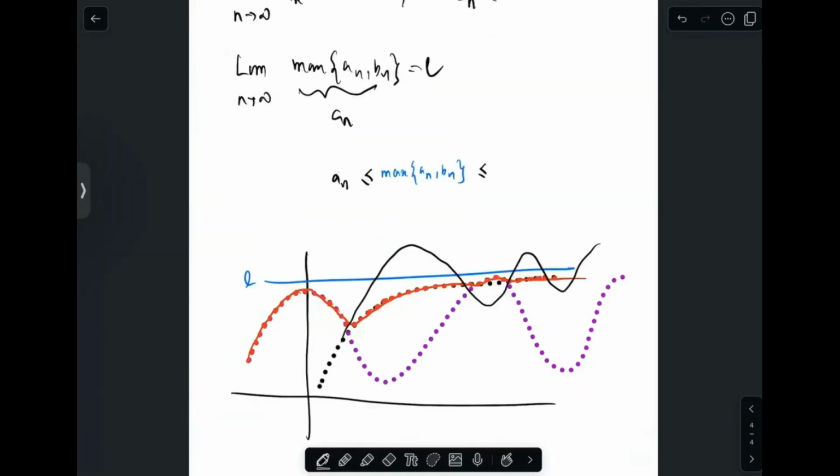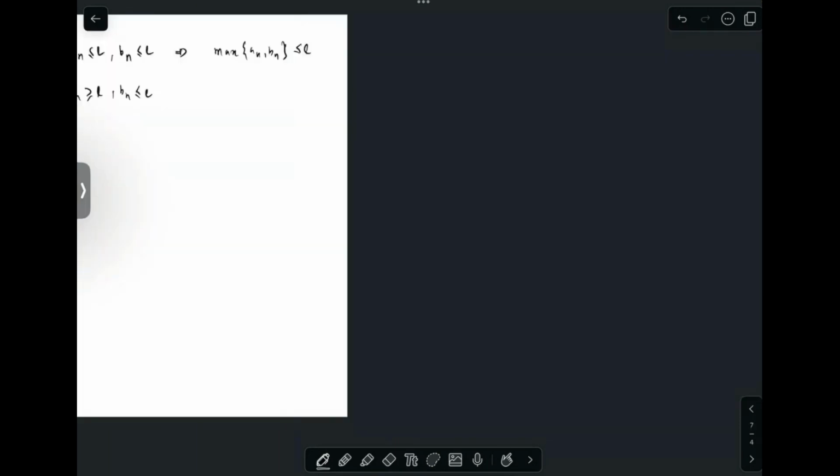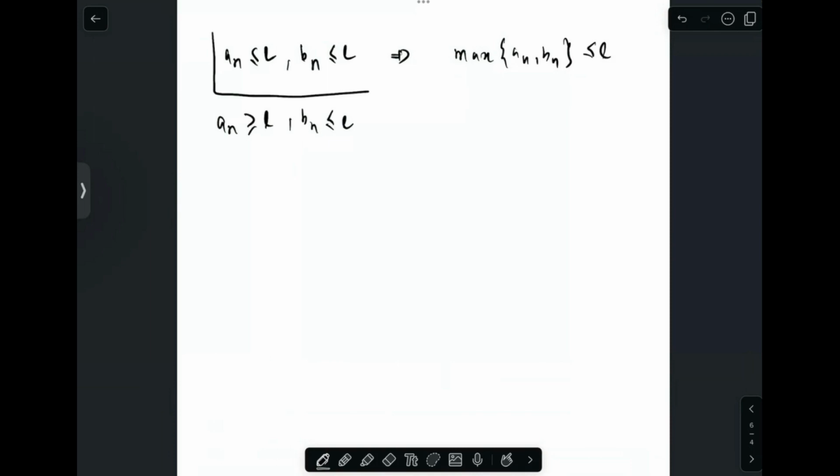So there are two cases. If an is less than or equal to L, there is one case, and if an is greater than or equal to L, there is another case. If an is less than or equal to L, we know both an and bn are less than or equal to L, right? And bn is less than or equal to L. We know that in this case, the maximum of an and bn will be less than or equal to the maximum of L and L, that is L. If you know that in both the subjects you will get 79 at max, you know the maximum score you can get is 79, right? So this is a very important concept. All of you understood this?